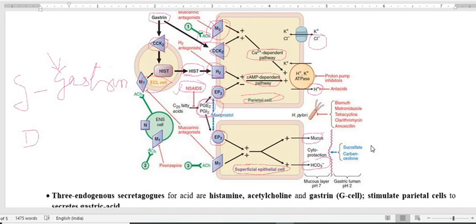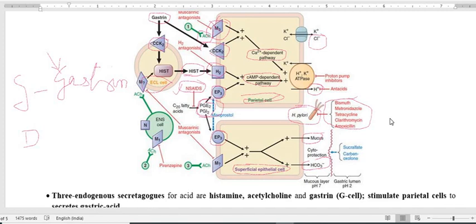And as we know, the infection of Helicobacter pylori is also participating in the formation of the peptic ulcer. So we have to use the drugs which kill the bacteria Helicobacter pylori, and drugs like bismuth, metronidazole, tetracycline, clarithromycin, amoxicillin are the antimicrobials used to kill Helicobacter pylori, and therefore they inhibit the formation of peptic ulcer.